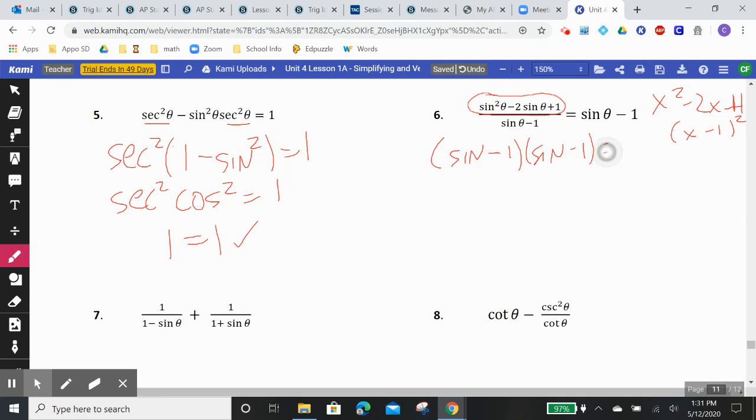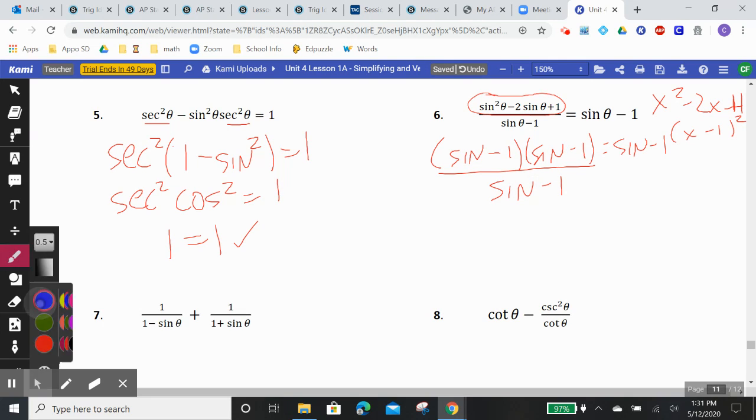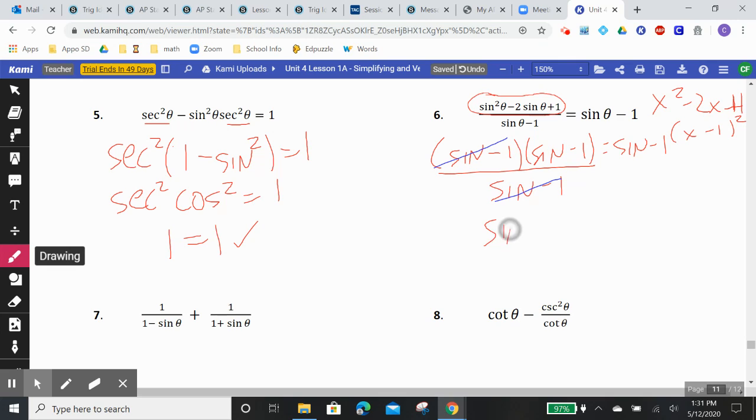And look at our answer. Don't forget, we do have this in the denominator. So now that my numerator is all multiplication, guess what? I can cancel out one of the sine minus 1s and one of the sine minus 1s to leave us with sine theta minus 1 equals sine theta. Not too bad.